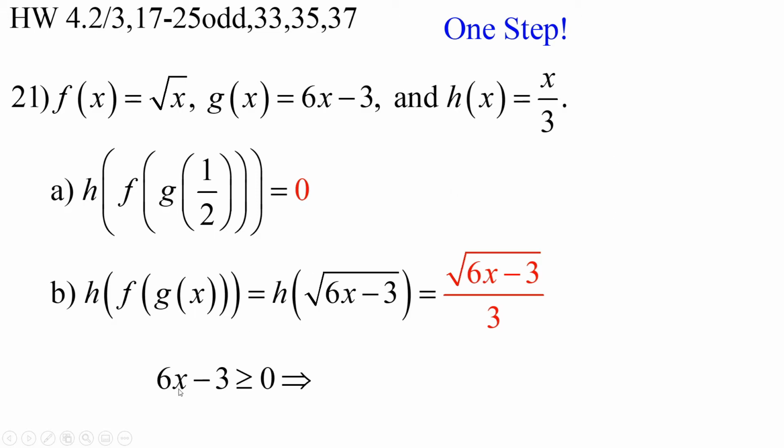Let's solve this inequality for x. So I would add 3 and then divide by 6. So x is, I added 3, I divided by 6. 3 over 6 would be 1 half. And there is number 21. I just love these problems.